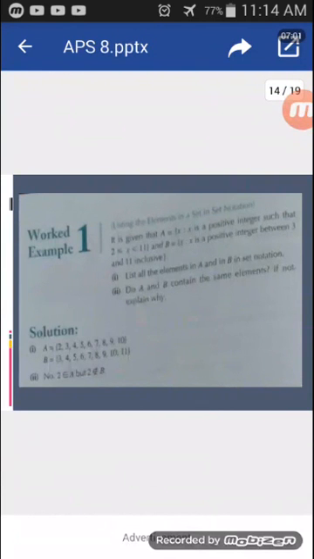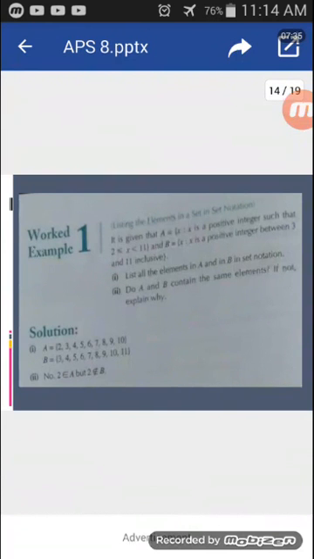First one is list all the elements in A and B in set notation. You must write it as set notation, like A is equal to 2 to 10. 2 to 10 means 2 is included because X is greater than or equal to 2 and X is less than 11. All the numbers less than 11, 11 is not included. So A is equal to 2 to 10. And B set is 3 to 11 because 3 and 11 are also included.